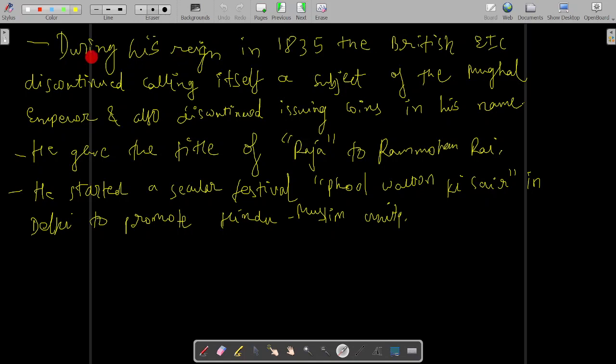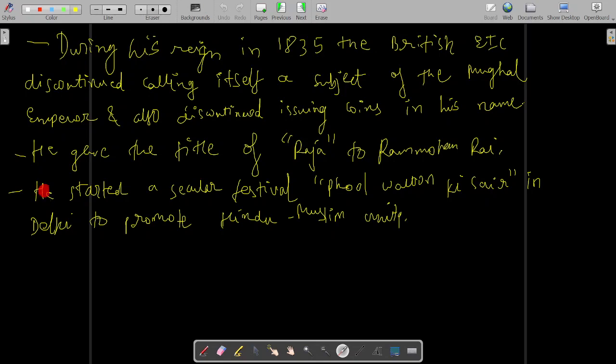Okay, so during his reign in 1835, the British East India Company discontinued calling itself a subject of the Mughal Emperor and also discontinued issuing coins in his name. He gave the title of Raja to Ram Mohan Roy. Okay, what did Akbar Shah II do? Akbar Shah II gave the title of Raja to Ram Mohan Roy. That is why Ram Mohan Roy is called Raja Ram Mohan Roy.